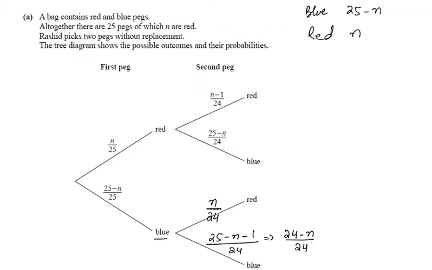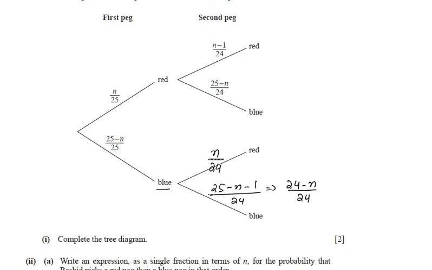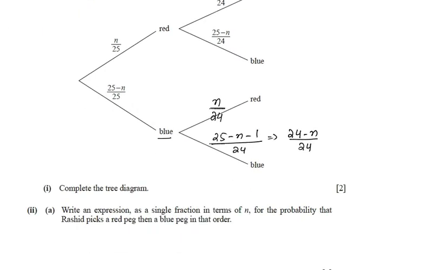Okay, so we have completed our tree diagram. Now what are they asking? They were saying complete the tree diagram, then write an expression as a single fraction in terms of n for the probability that Rashid picks a red bag, then a blue bag, in that order. So the order is given in this question. The first one is red and the second one is blue. So the probability of red and blue. The probability of red is n upon 25, and the probability of blue is 25 minus n upon 24.